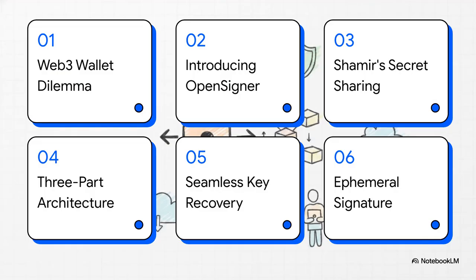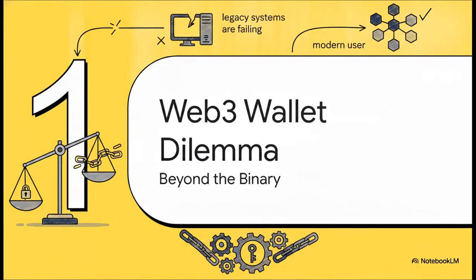So here's our roadmap for today. We'll start with the Web3 wallet dilemma, then introduce opensigner and dig into Shamir's secret sharing. After that, we'll map out the three-part architecture, look at seamless key recovery, and wrap up with the climax, the ephemeral signature. Section 1. The Web3 Wallet Dilemma.